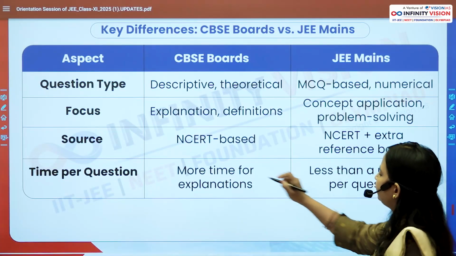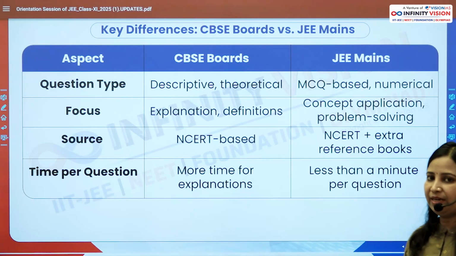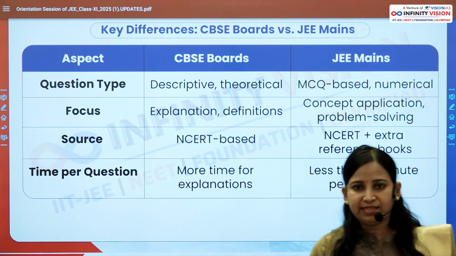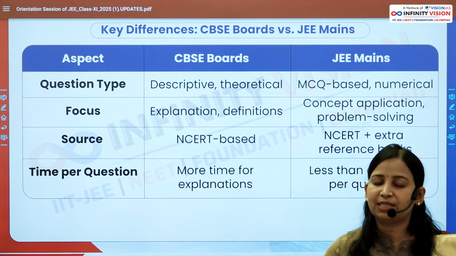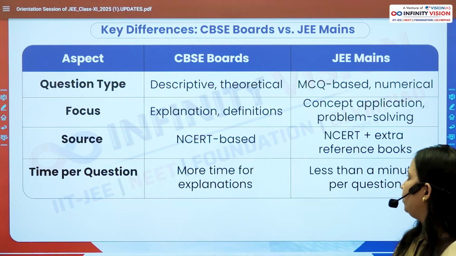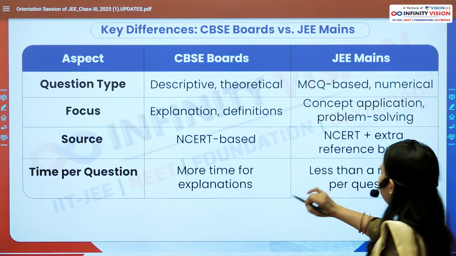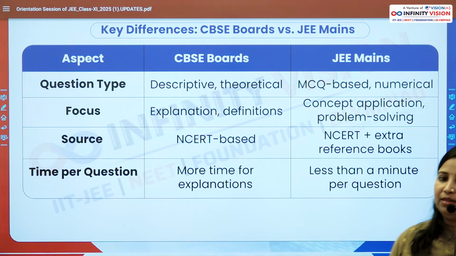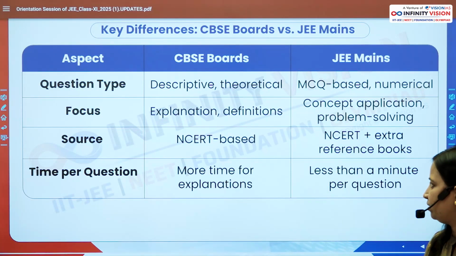And then you have to analyze. Like in CBSE boards, or you can say your class 11th final exams, the type of question is, there are some questions of MCQ type, and most questions are of descriptive nature, subjective type. You have to write in detail. In JEE Mains, there are mostly MCQ based questions, multiple choice questions, and the numerical answer type questions.